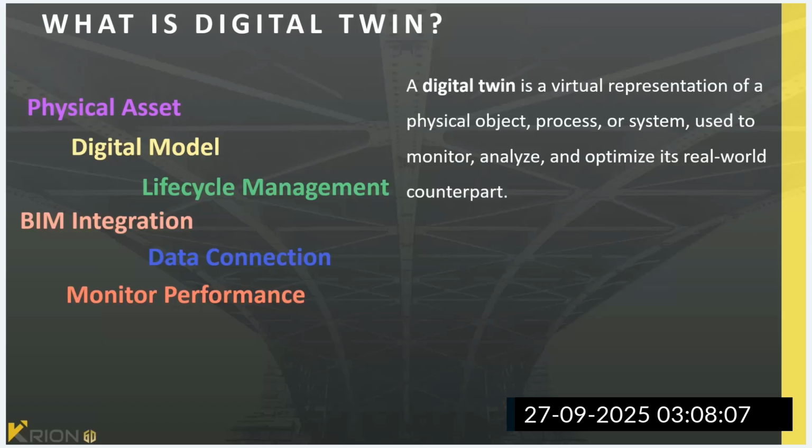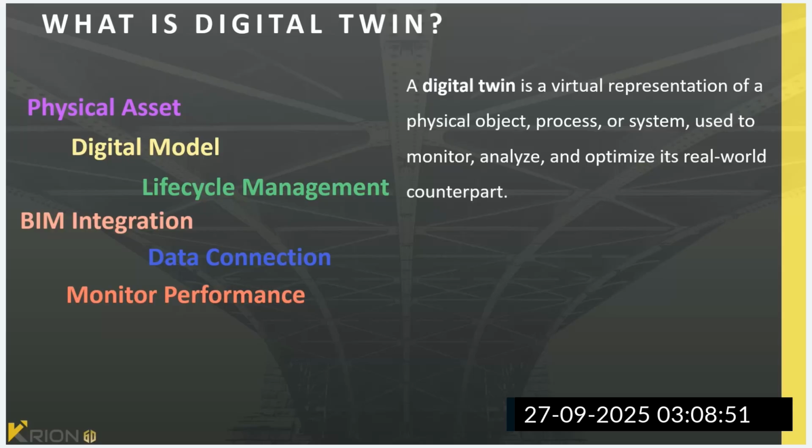What is a digital twin, right? This is a buzzword that we often hear across platforms, across social media platforms. So what is a digital twin? A digital twin is a virtual representation of a physical object or a process or a system, so that it helps us to monitor, analyze and optimize the real world counterpart. This can be a building, a car, a motorcycle, or as simple as a pencil. Any physical object that has a virtual representation is a digital twin.